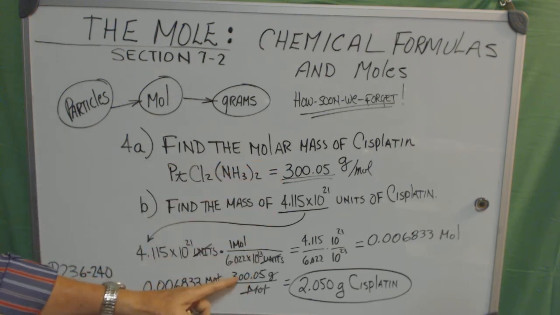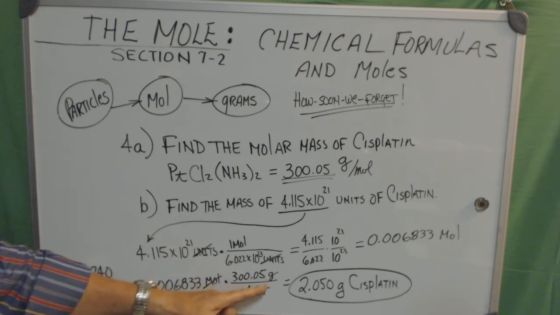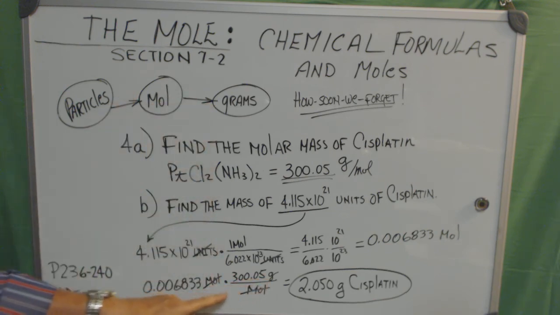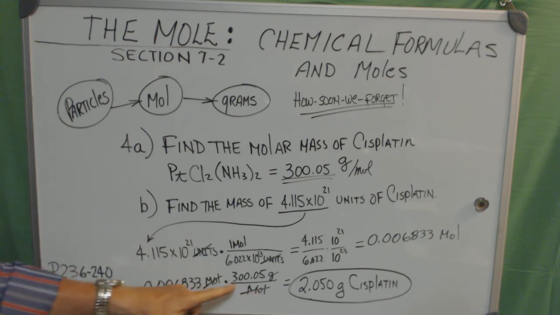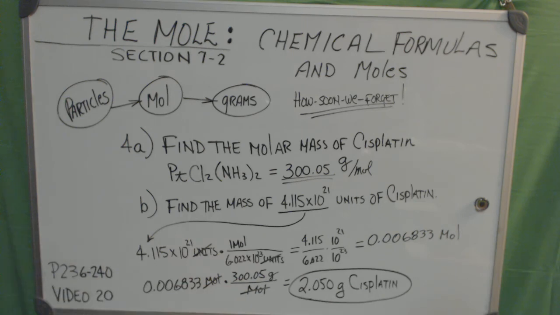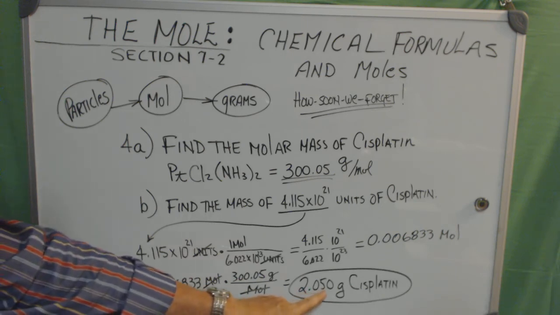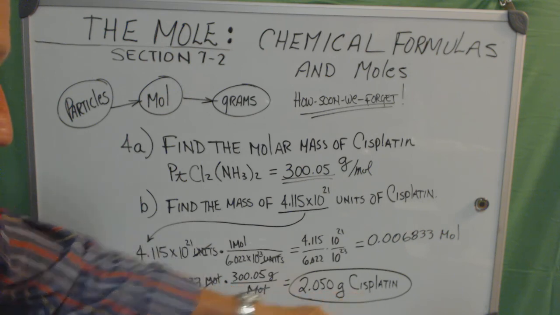So that's 300.05 grams per mole. That's my molecular weight. I can cancel the mole part, and I take this little decimal, multiply it by my molecular weight, and I end up with 2.050 grams of cisplatin.